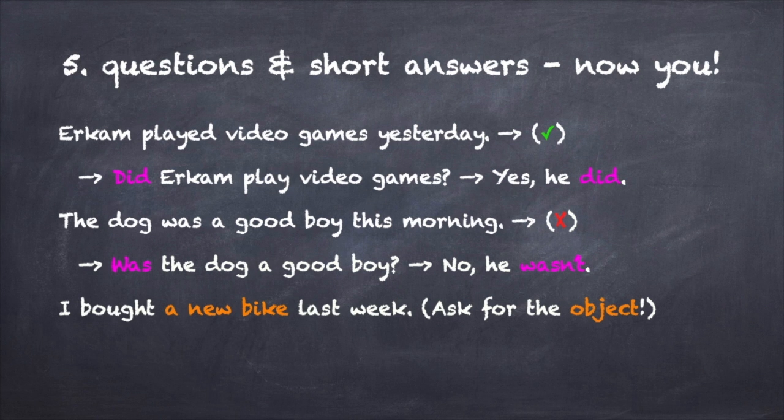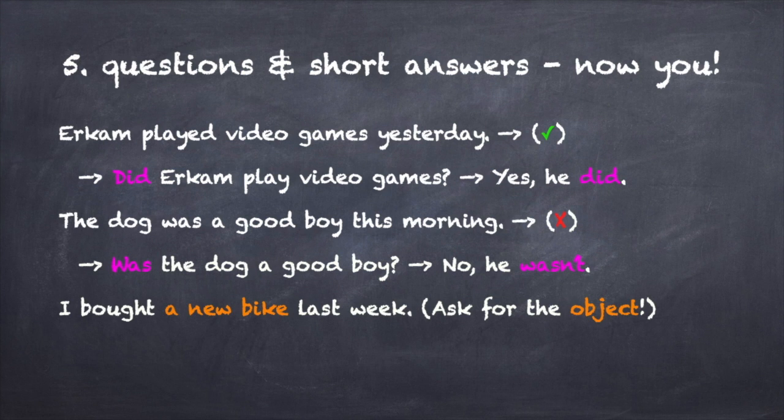I bought a new bike last week and your job is to ask for the object. Jetzt müsst ihr also ein Fragewort benutzen. Das haben wir vorhin auch gesehen, wie das geht. Ihr könnt hier schon Pause machen und den Satz schreiben. Wenn ihr noch Hilfe braucht, hört weiter zu. Wir brauchen also ein Fragewort nach dem Objekt.